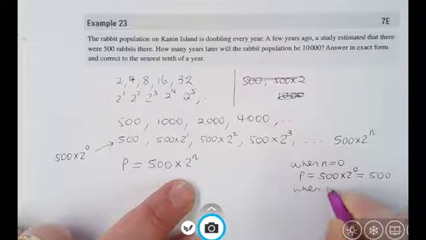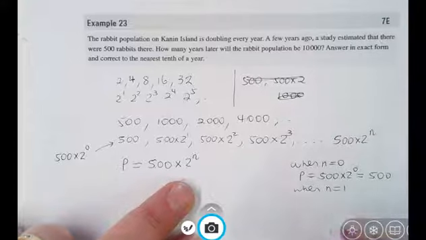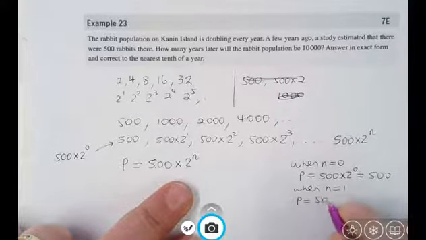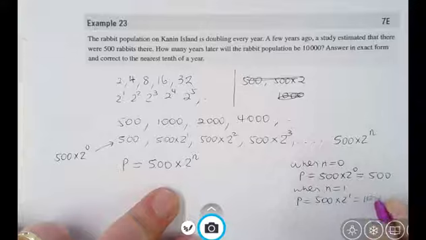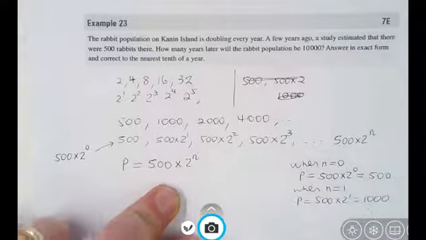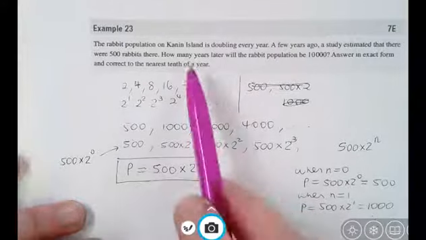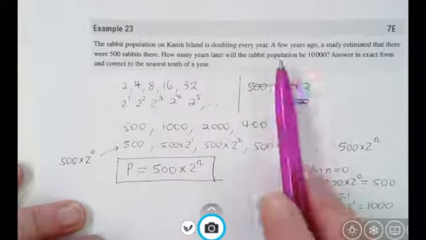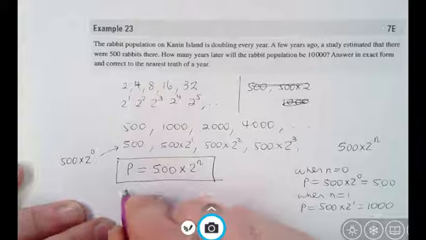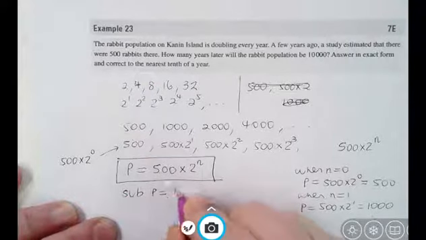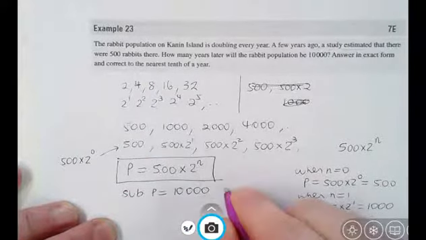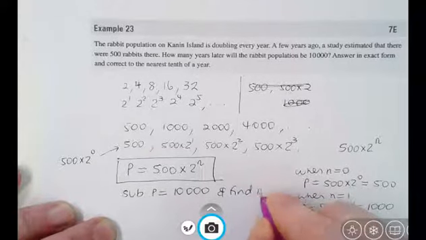When n is 1, after 1 year, the population is 500 times 2 to the power of 1, which is 1,000, and so on. So that is our formula for the population. Then the question is, how many years later will the rabbit population be 10,000? So we're going to substitute p is 10,000 and solve, or find n.